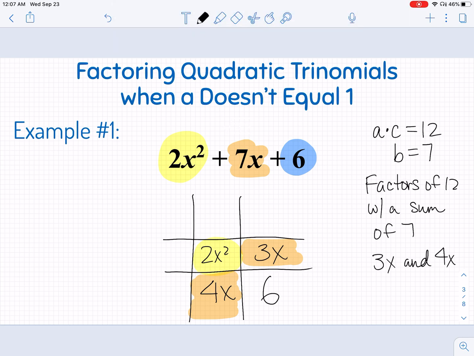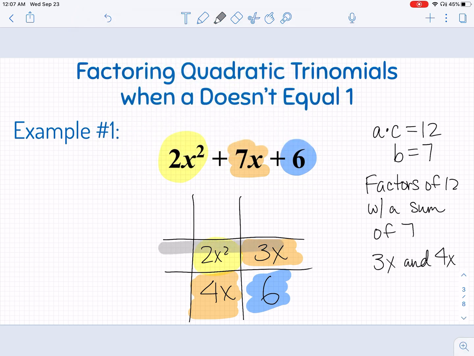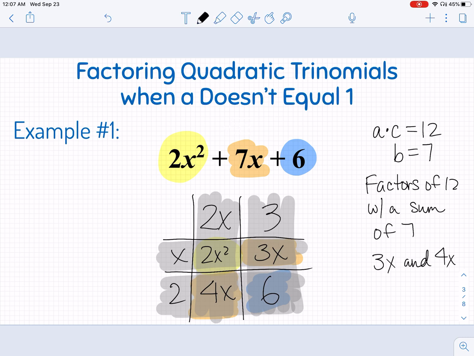Once you've broken this apart, then you're going to say, what is your GCF of each row and each column? So the GCF of this first column here, try to come up with a highlighter that makes sense. How about we do gray? The GCF of this row is x. The GCF of this row is 2. The GCF of this column is 2x. And the GCF of this last column is 3.